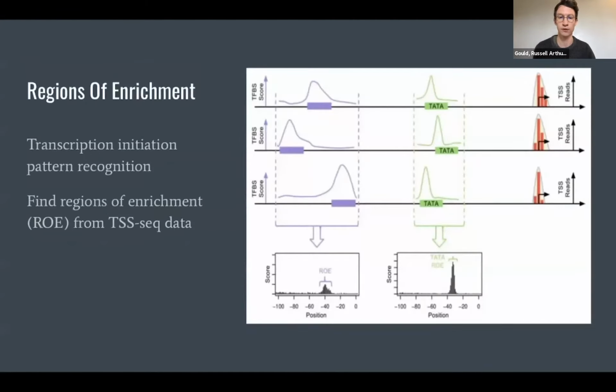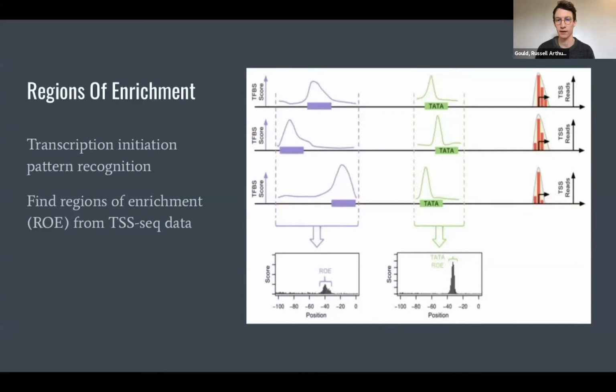So we turn to a computational method to come up with regions of enrichment for particular regulatory elements. And what this essentially does is it takes, for instance, the TATA promoter element, and we ask, where might this be influential in relation to a particular TSS?